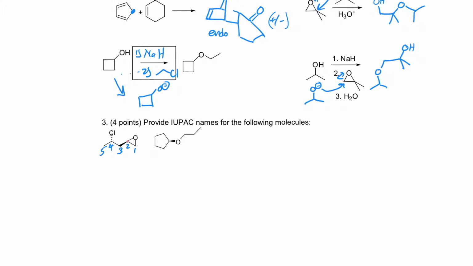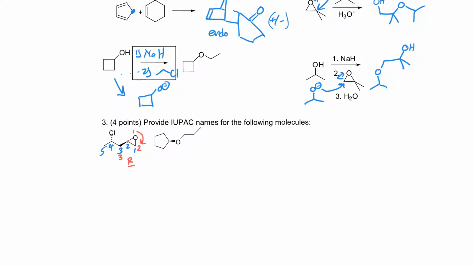I'm going to look at the stereochemistry at carbon 2. The oxygen is priority 1. The carbon bearing the O is priority 2. And the rest of the molecule is priority 3. And so if I count 1, 2, 3, the hydrogen is in the back, so 2 is R.